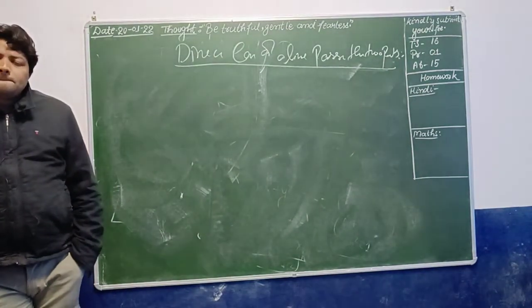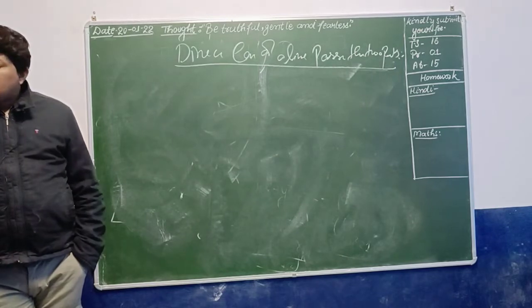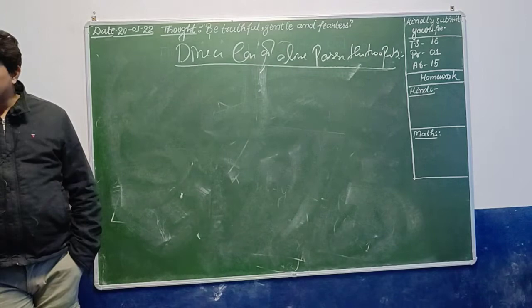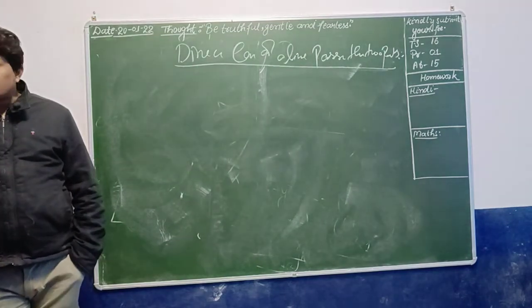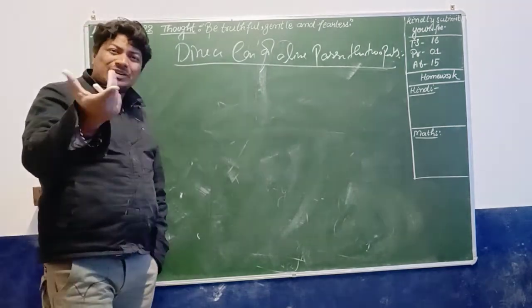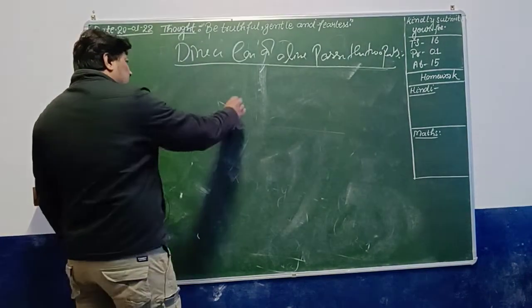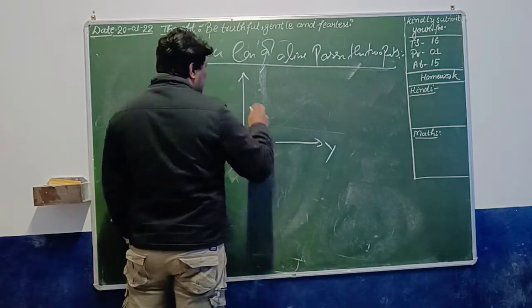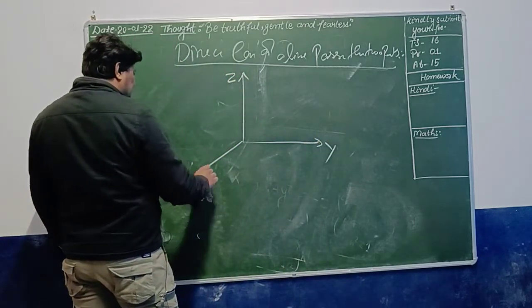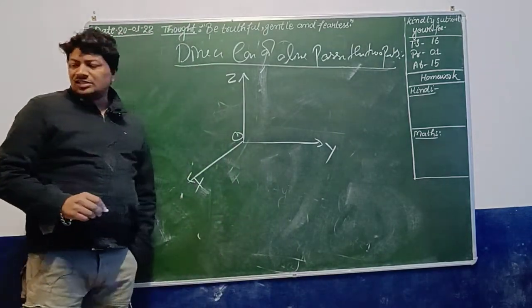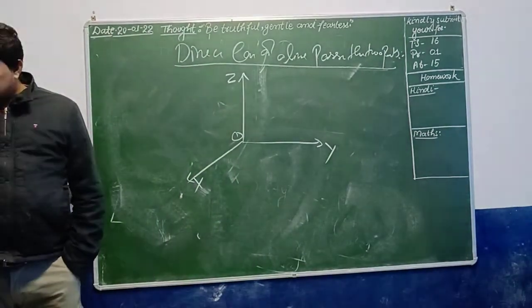Everybody knows that since one and only one line will pass through 2 points, we can determine the direction cosines of a line passing through the given points, because only one line will pass through 2 points. You can take y, z, and x. Is it clear? So what we have?